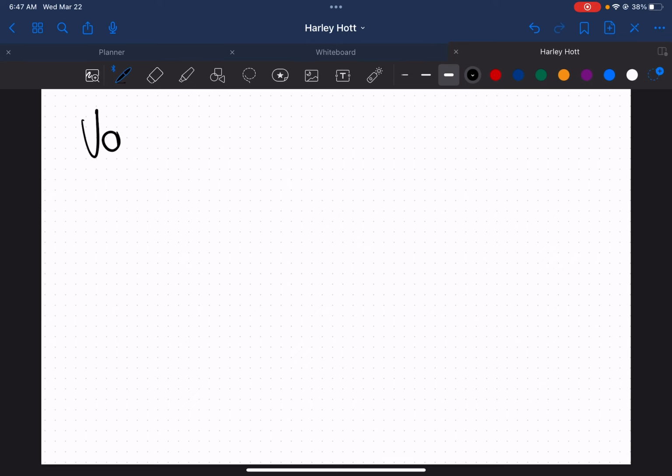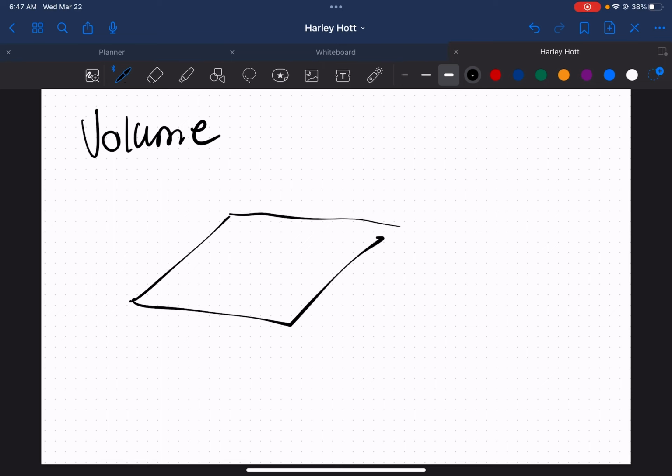Volume represents how much something can hold. If you have a box like this, how much can actually fit inside of it?